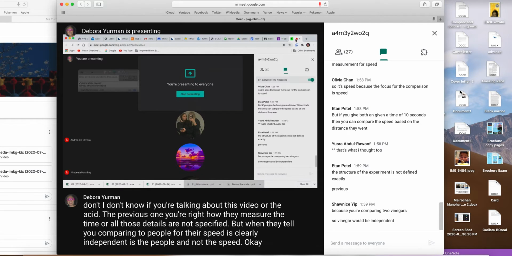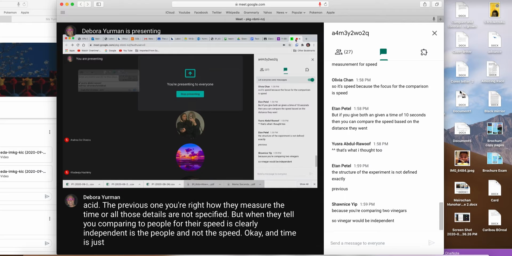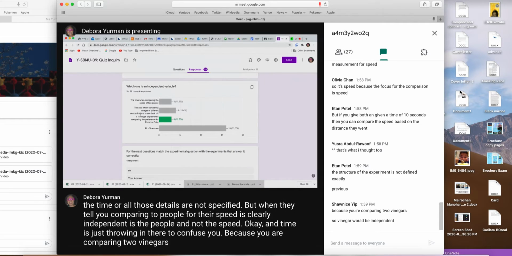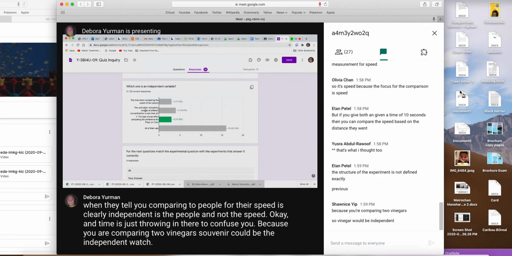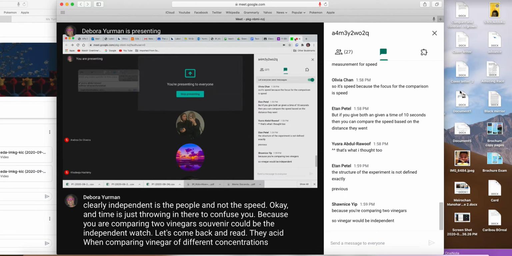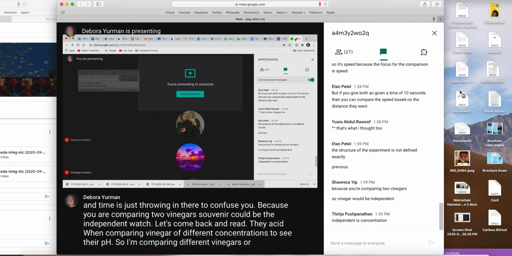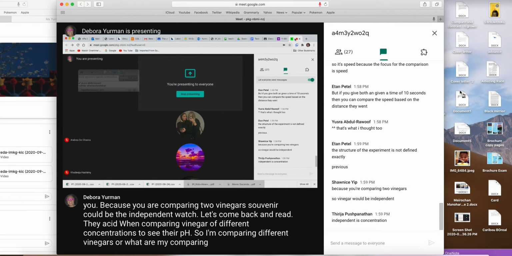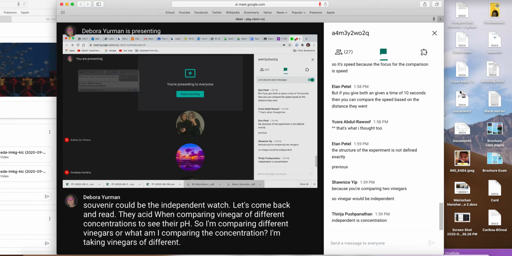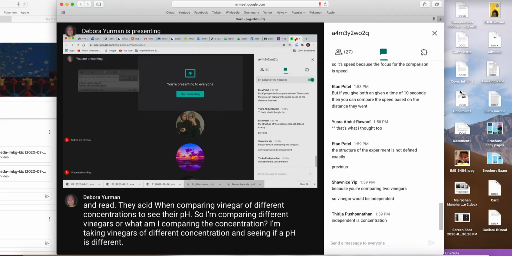Because you are comparing two vinegars, so vinegar could be the independent. Watch, let's come back and read. The acid when comparing vinegar of different concentrations to see their pH. So I'm comparing different vinegars, or what am I comparing? The concentration. I'm taking vinegars of different concentration and seeing if the pH is different. So my independent is concentration and my dependent is?